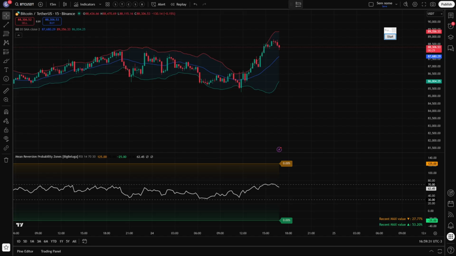This indicator really shines because it combines math, visuals, and simplicity. It doesn't make you guess. It shows when price is overextended and a return makes sense.